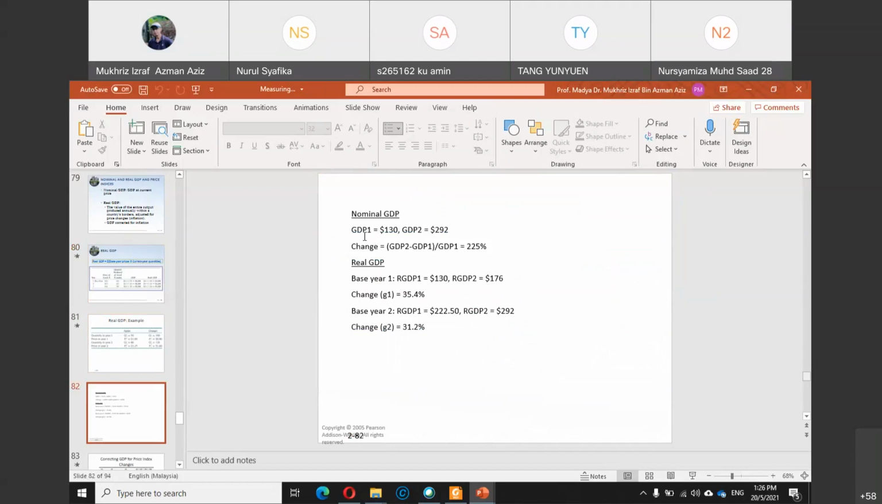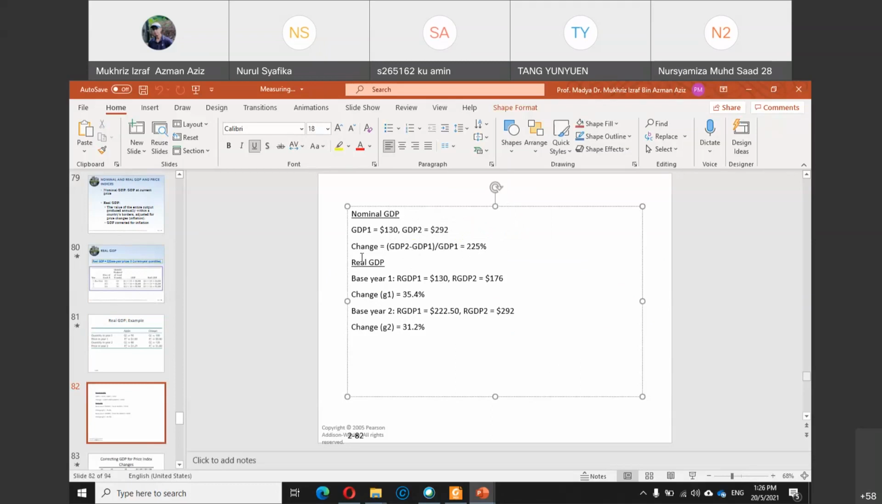Nominal GDP, GDP 1 is 130, GDP 2 is 292. Let's say 1 is GDP year 1 and 2 is GDP year 2. So between year 2 and year 1, to find the change will be around 225%, meaning 2 minus 1 divided by 1. So this is just the formula to calculate growth.